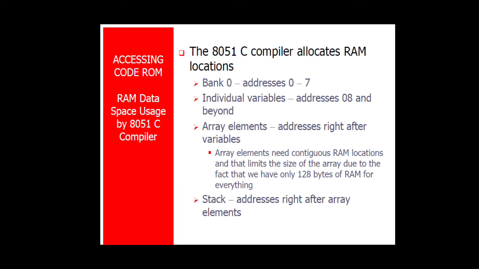Next is the 8051C compiler, accessing code ROM, and RAM data space usage by the 8051C compiler. The 8051C compiler allocates RAM locations: bank 0, that is addresses from 0 to 7; individual variables, that is addresses from 08 and beyond; array elements, addresses right after variables. Array elements need contiguous RAM locations, and that limits the size of the array due to the fact that we have only 128 bytes of RAM for everything. Stack, addresses right after array elements.